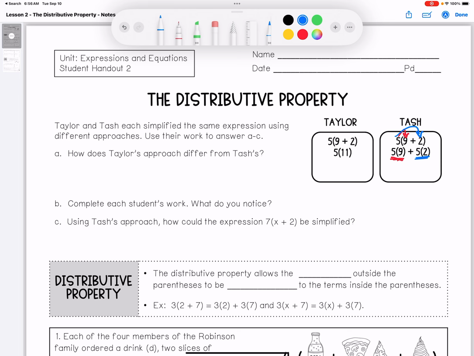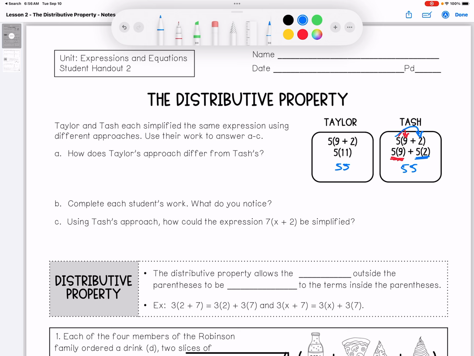Which one of them do you think is right? Well, if you did it this way, it is 55. If you did it Tash's way, that is 45 plus 10. It is 55. Oh my gosh, it's the same thing. Wow. How crazy is that?